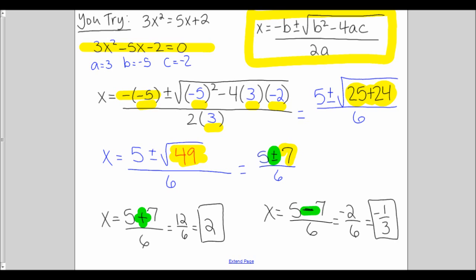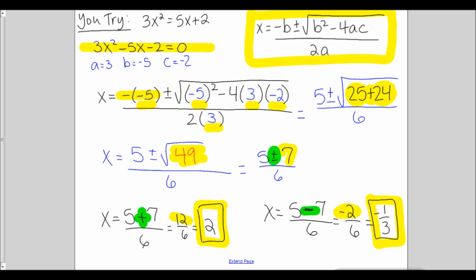5 plus 7 was 12, so I had 12 over 6, which reduced to 2. 5 minus 7 is negative 2, so I had negative 2 over 6, which reduces to negative 1/3. My quadratic has two solutions, x equals 2 and x equals negative 1/3. When I get nice rational answers like this, nice numbers that can be written as a fraction without any square root symbols left, that's a problem I could have solved by factoring. But remember, the quadratic formula always works. That's part of the reason we like it so much.